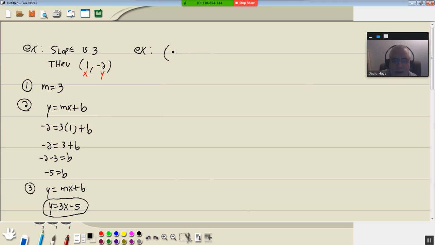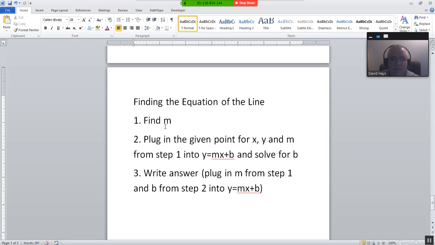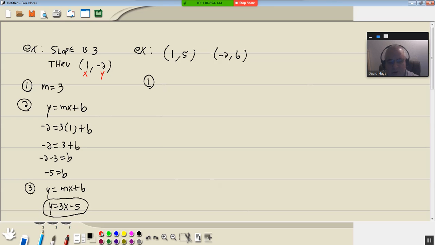Now let's say on the other hand, they tell us it passes through 2 points: 1, 5, and -2, 6. Same instructions. This time, step 1 says find m. We have to use our slope formula. This is our first point, so this will be x1, y1. This is our second point, so that'll be x2, y2. And remember, our formula is m is equal to y2 minus y1 over x2 minus x1.